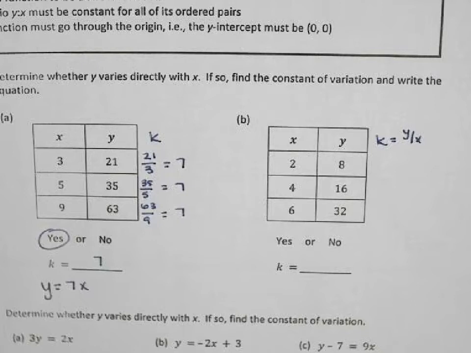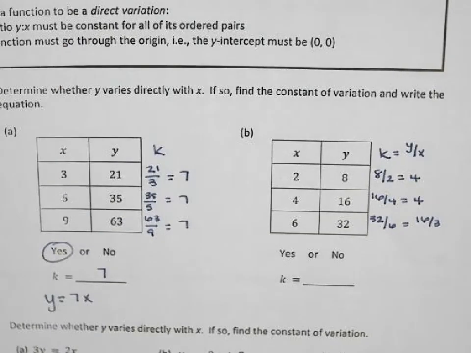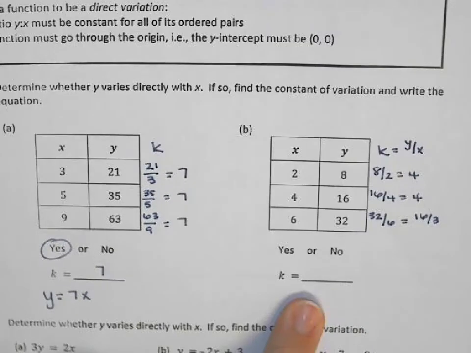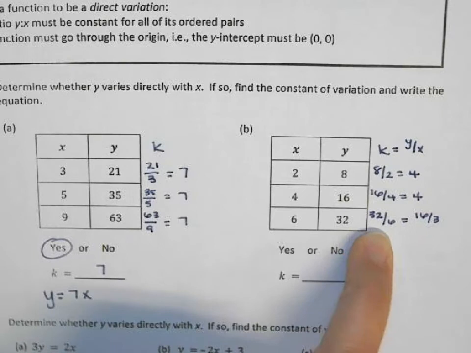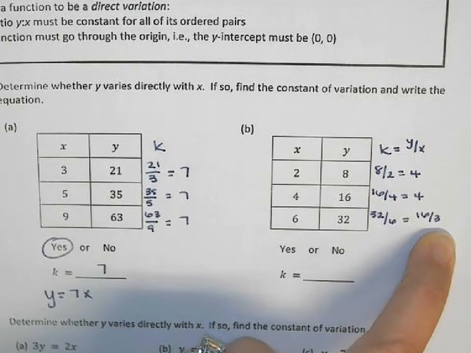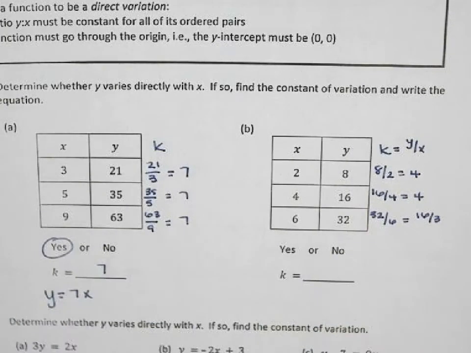16 over 3. Okay, yes, if you found 5.333, that's fine for your work. But if that was a constant k value, we would not be allowed to write 5.33 for your k value. You'd have to write it as a fraction. So you'd have to go back up here and say 32 over 6, reduce it, divide both the top and bottom by 2, and you'd have 16/3. So is this a direct variation? Was your k value the same the entire time? No. So we answer no.